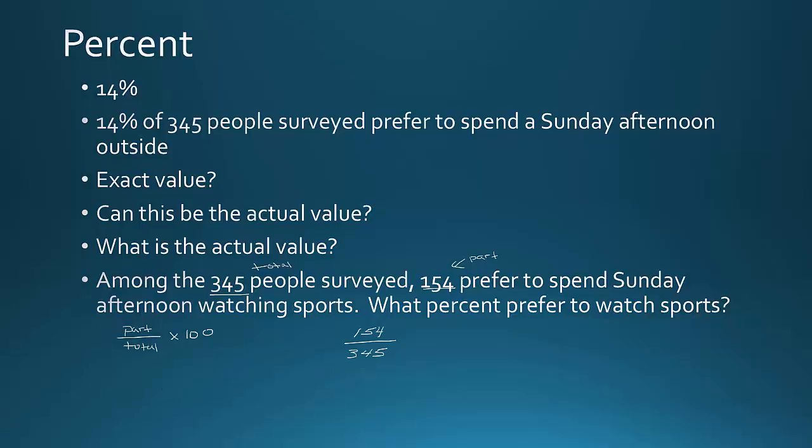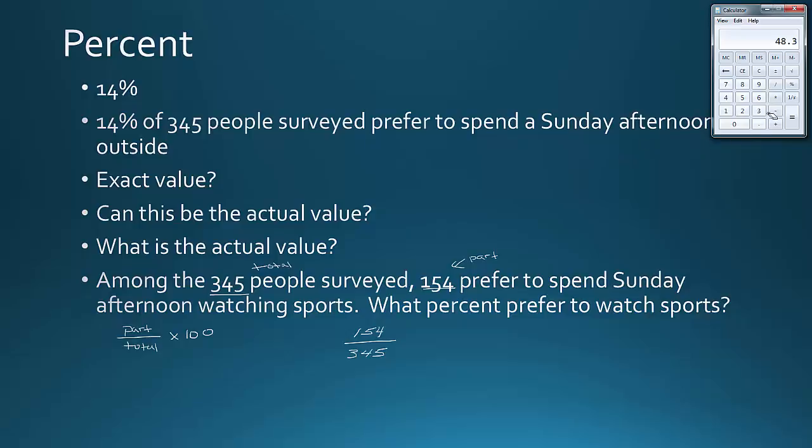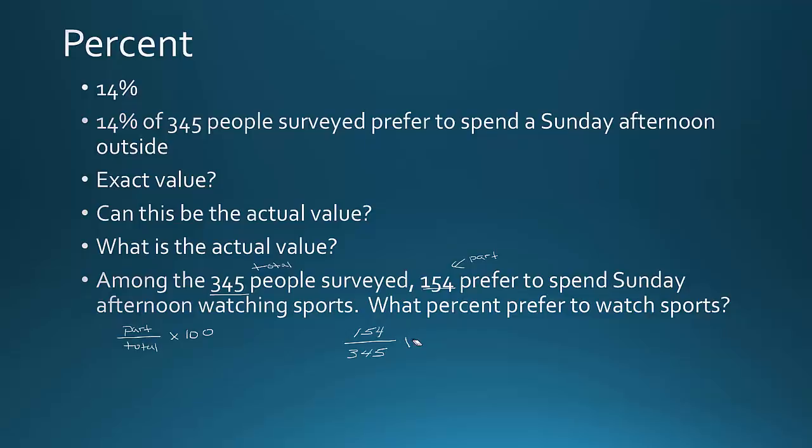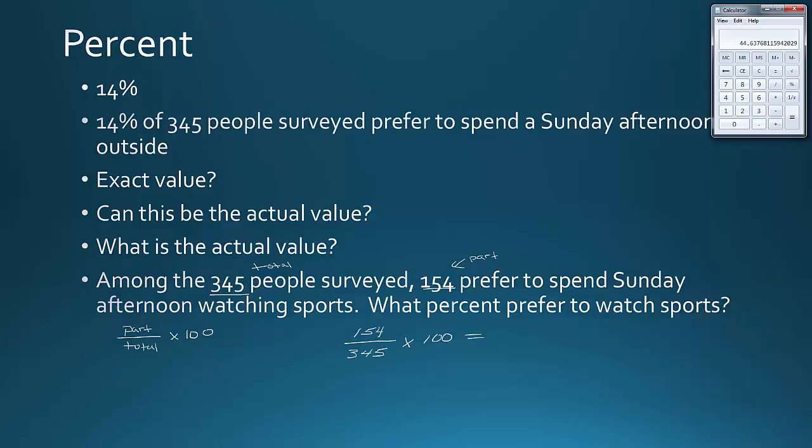So let me go to my calculator. 154 out of, so divided by, the 345 equals. So this gives me the decimal, but I really need a percent. And so to change that into percent, I'm going to multiply by 100. And so, let me add that in my math down here, times 100 equals 44, and we often round to 2 decimal places on a percent. So 44.64%.